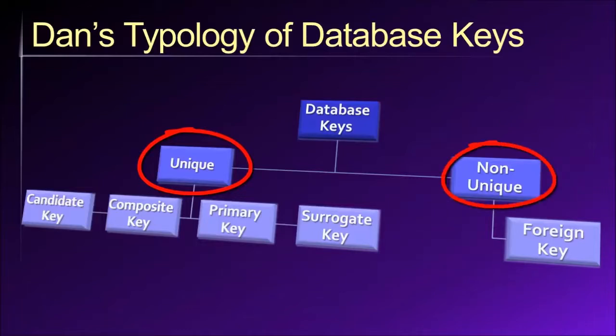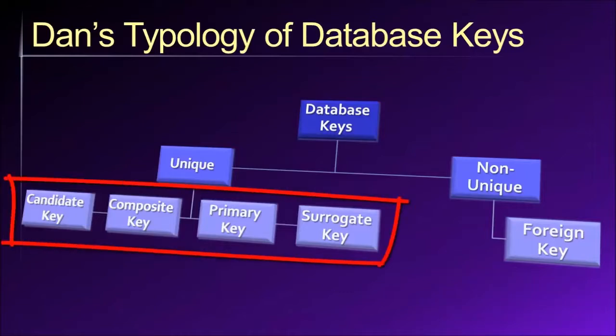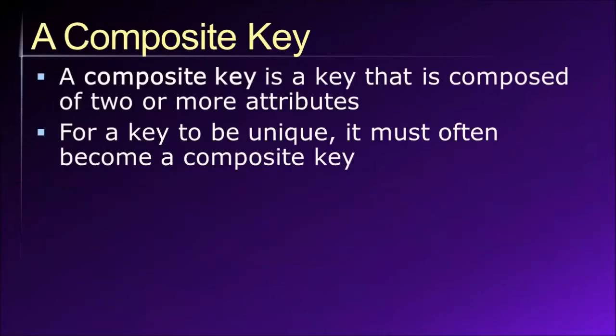Among the non-unique keys, we will discuss something called a foreign key. And among unique keys, you can see that there are several different types of unique keys: candidate keys, composite keys, primary keys, and surrogate keys. We will begin by examining a composite key. Remember that a composite key is a unique key, according to Dan's topology of database keys.